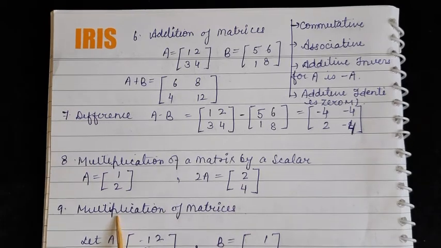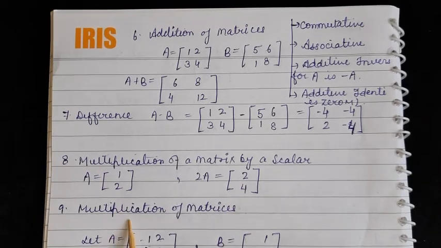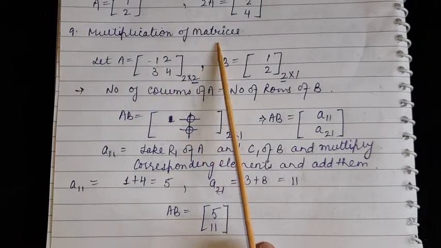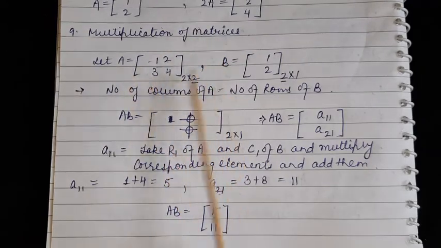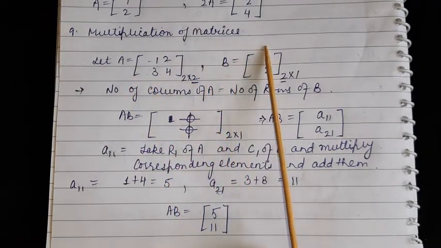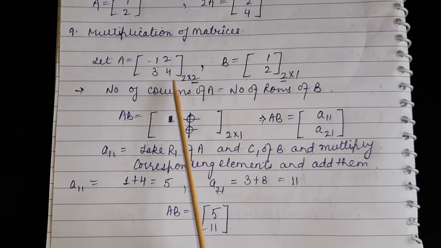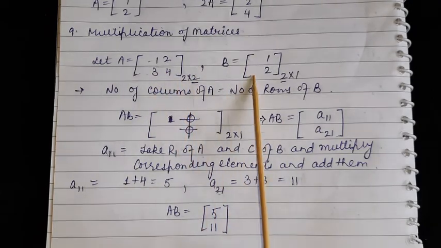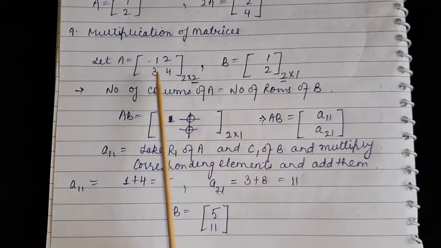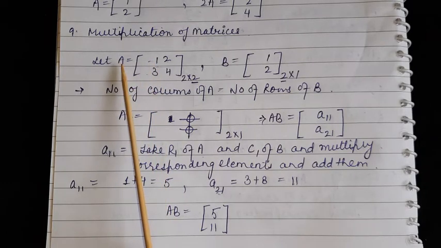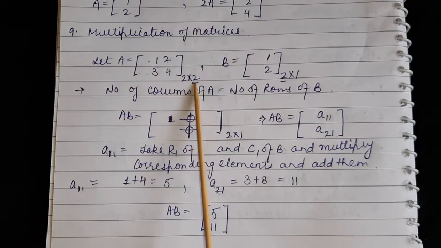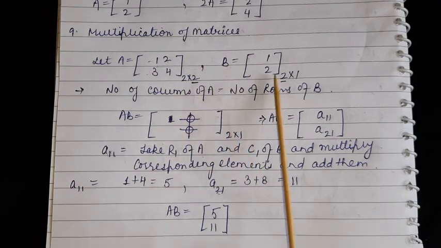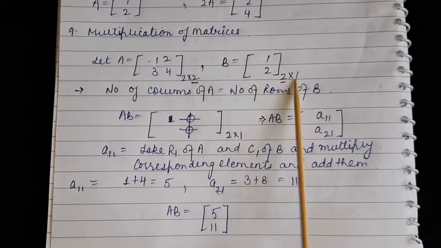Now our next one is multiplication of matrices. How can we multiply two matrices? We have seen addition, we have seen subtraction also. Let's see multiplication now. Multiplication is a little difficult, so pay very careful attention. We are taking one example here where A is a matrix of order 2 by 2 and B is another matrix of order 2 by 1.